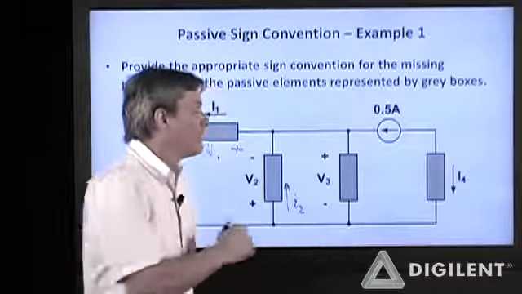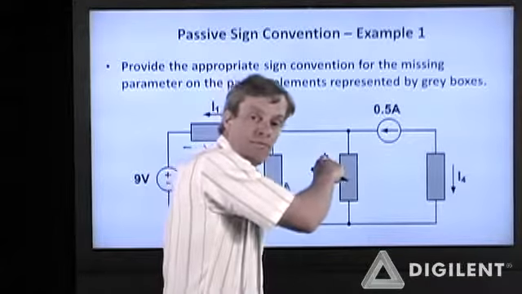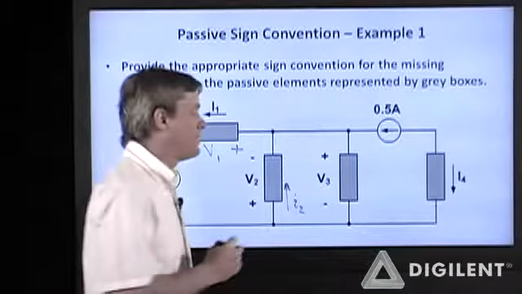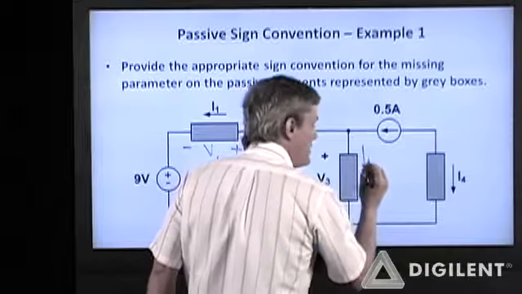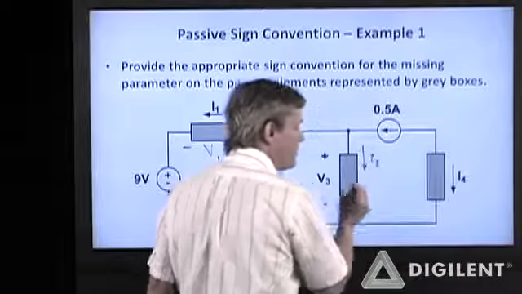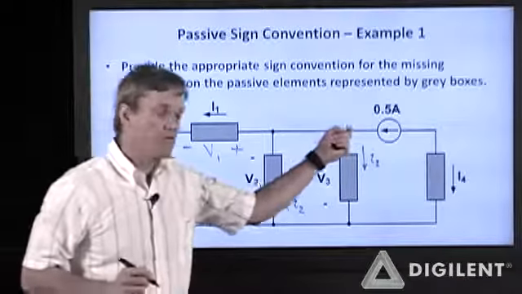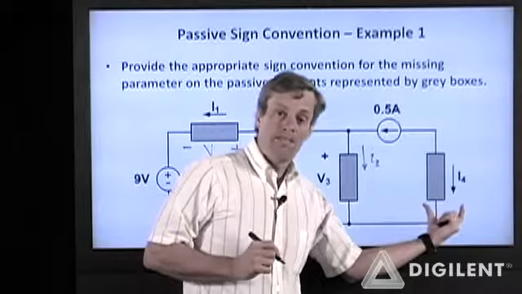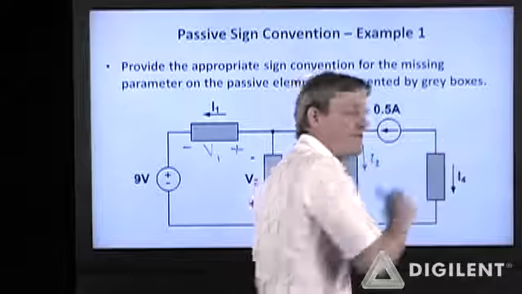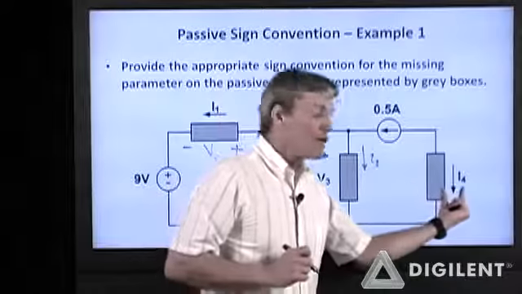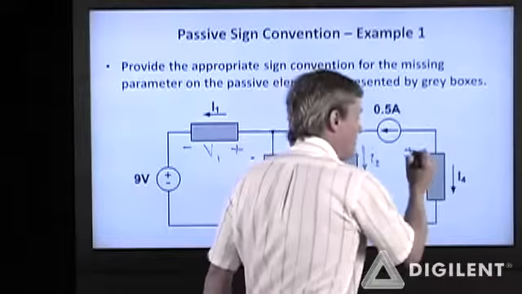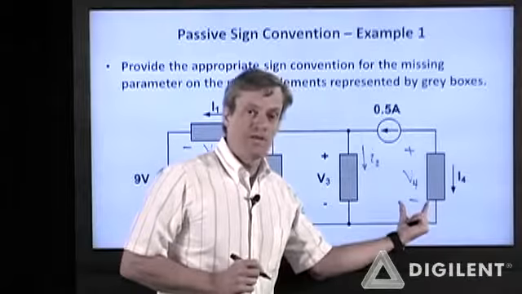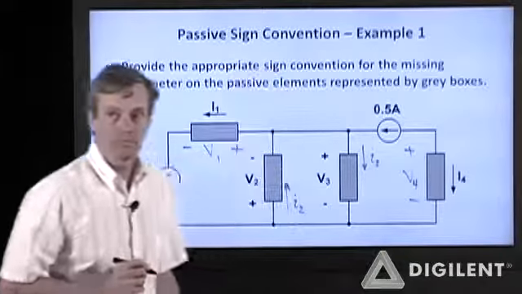Element 3, the assumption is that positive voltage is at the upper node. The voltage polarity here is given. That tells me that I need to have positive current for element 3 as going from top to bottom. Element 4, the positive current direction is given as being from top to bottom. Current has to enter the positive voltage node. That dictates the assumed voltage polarity for element 4.